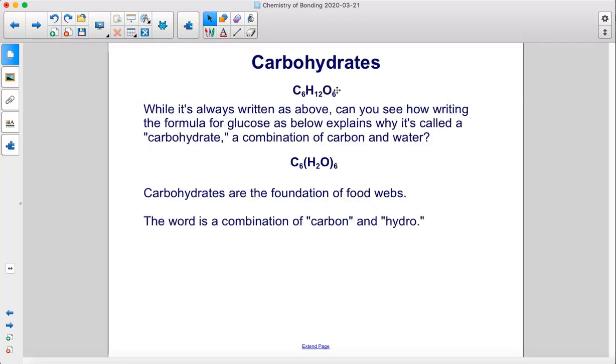While it's always written as above, C6H12O6, can you see how writing the formula for glucose as below explains why it's called a carbohydrate, a combination of carbon and water? Carbohydrates are the foundation of food webs. The word is a combination of carbon and hydro.